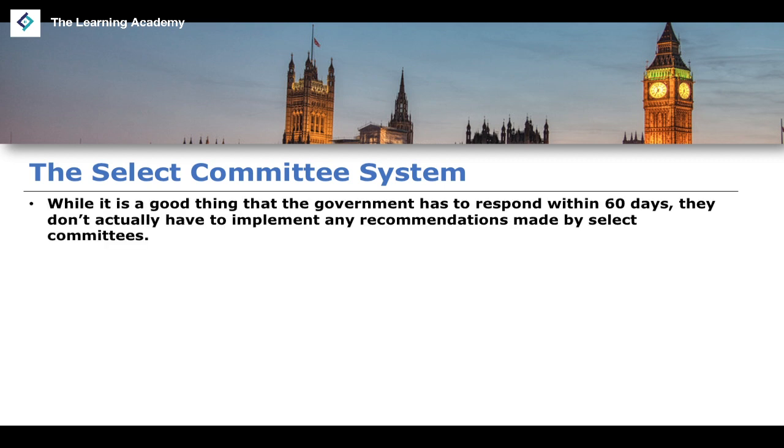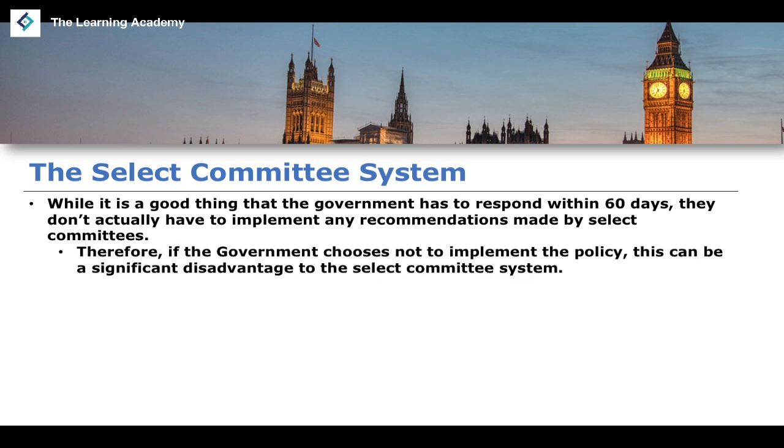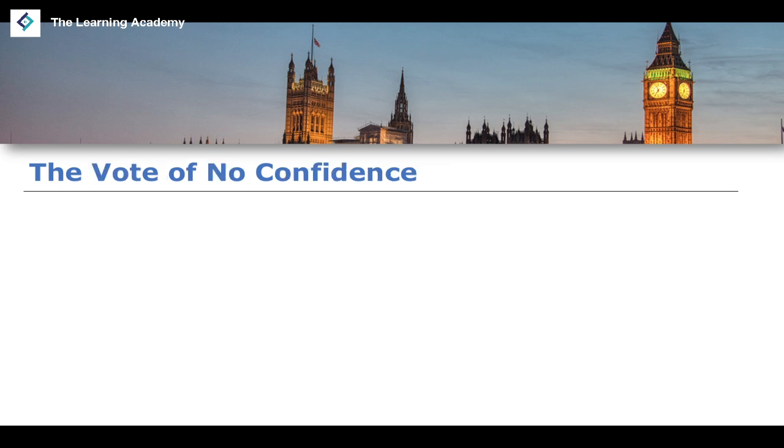And while it is a good thing that the government has to respond within 60 days of the publishing of a select committee report, they don't actually have to implement any of the recommendations made by the select committees in question. All they have to do is respond to it. So they could really just provide a very weak response to a particular issue and not do anything about the things that the select committee report actually raised. And if the government chooses not to implement any policy, this can provide a significant disadvantage to the select committee system, because at that point their hands are tied.